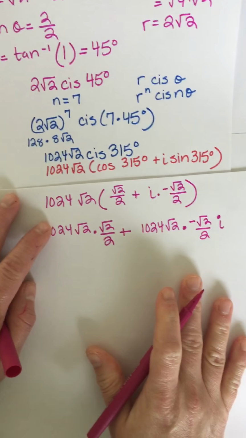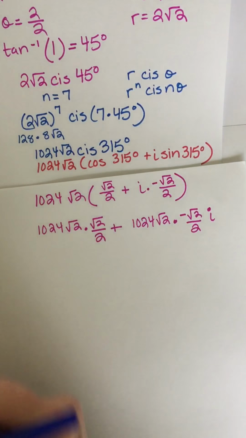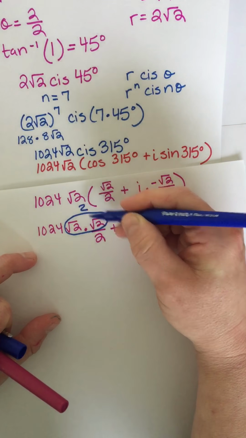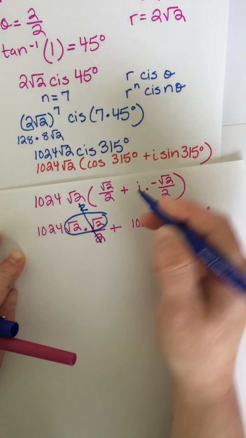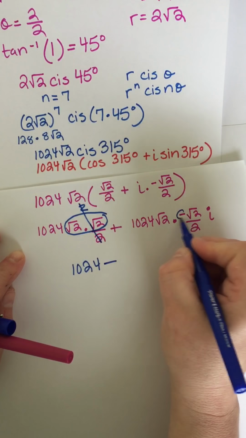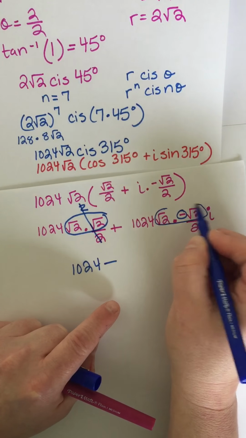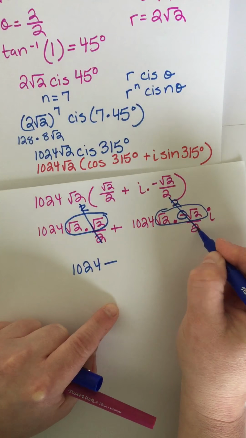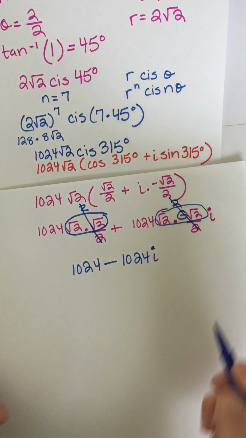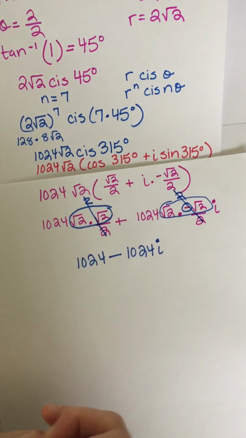I'm going to throw my i over there so we can clean this up a little bit. The square root of 2 times the square root of 2 is 2, and those 2's are going to cancel. So that's just 1,024. Same thing over here, but negative: the square root of 2 and the square root of 2 together make a 2, this 2 over 2 will cancel, and that'll be negative 1,024i. So we have the answer in every possible form that they could ask us for.